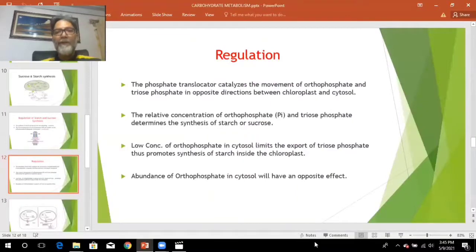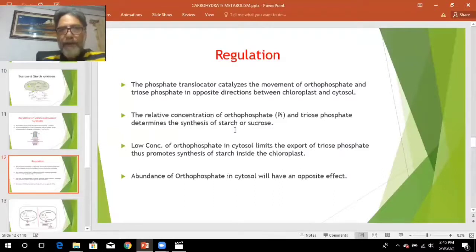Now, how is it being regulated? We have understood that the phosphate translocator, which is located in the membrane of the chloroplast, catalyzes the movement of orthophosphate and triose phosphate in opposite directions between chloroplast and cytosol. That means from the cytosol it will take the phosphate inside, and from the stroma, or from the chloroplast, the triose phosphates will come out of it.